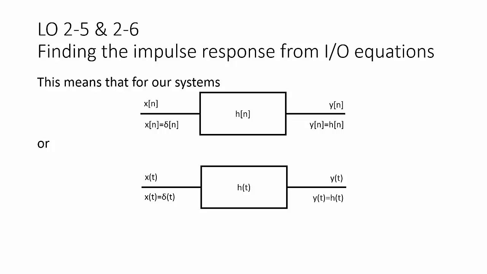You need to know that impulse response is the name associated with h of n and h of t. They'll be used interchangeably. And you need to know that h of n is just the output of our system, our y, if our input is delta of n or delta of t. We'll apply this first in Learning Outcome 2.5 to the discrete time case, and then in Learning Outcome 2.6 to the continuous time case.